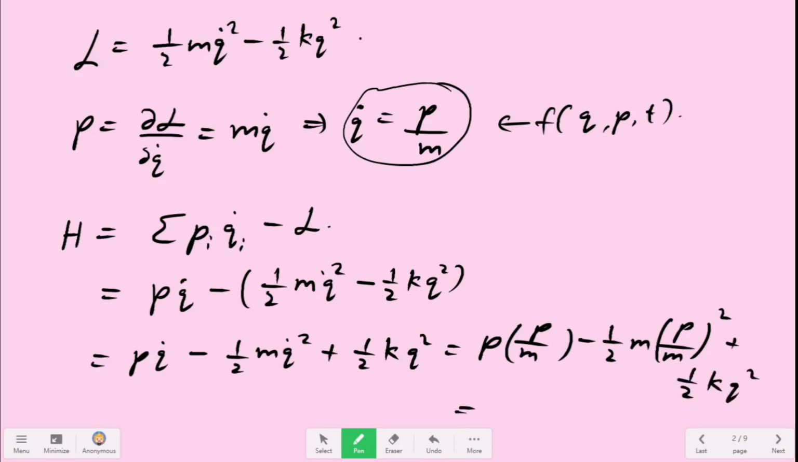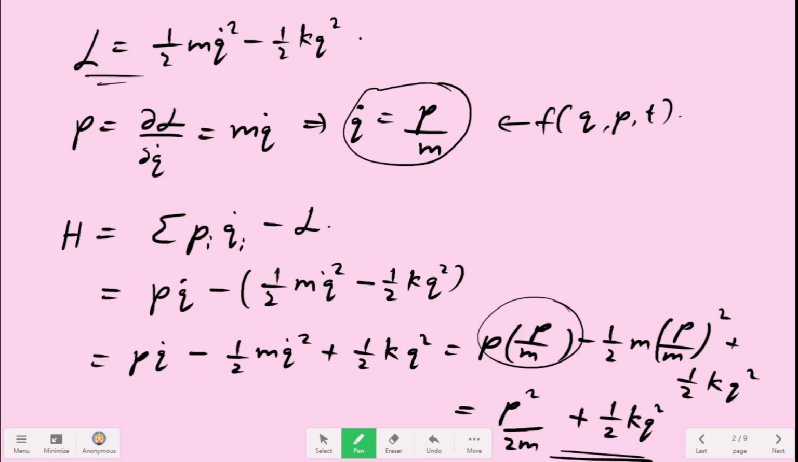This is equal to P square by 2m. From here we will get P square by m, and we are subtracting P square by 2m, then we will get P square by 2m plus half KQ square. So this is the Hamiltonian that we obtain corresponding to the Lagrangian half m Q dot square minus half KQ square. You can see that in the Lagrangian half m Q dot square is converted to P square by 2m in the Hamiltonian, and minus half KQ square is converted to plus half KQ square.